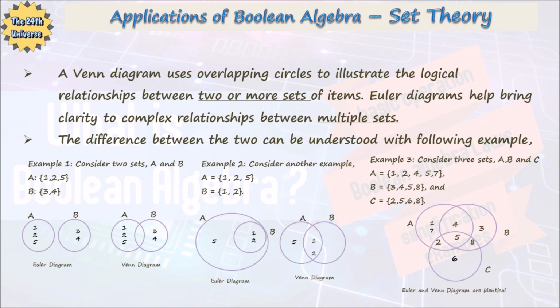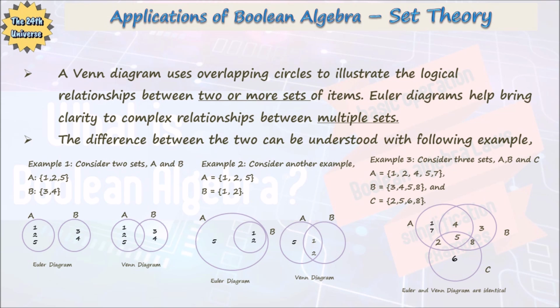Consider an example with two sets of numbers. Set A is equal to 1 to 5 and set B is equal to 3 and 4. Since these two sets do not have any common numbers, the Euler diagram on the left represents these sets with two circles that do not intersect. The Venn diagram represents the same sets with two intersecting circles and the area of intersection is left empty.